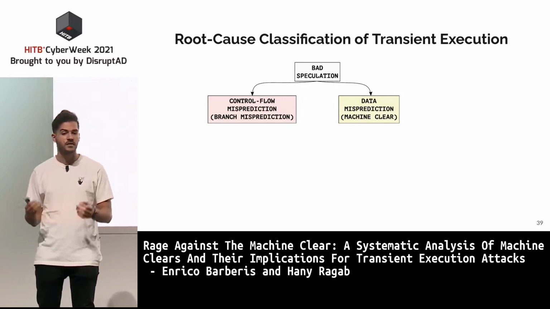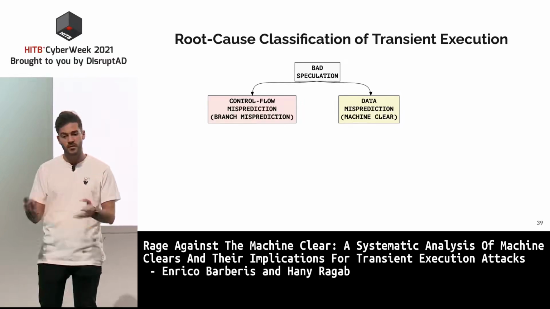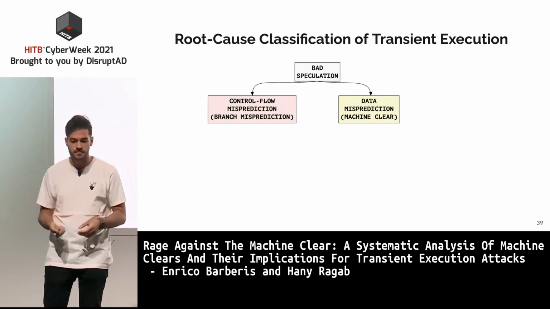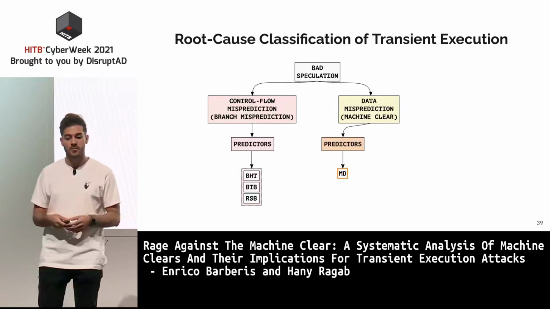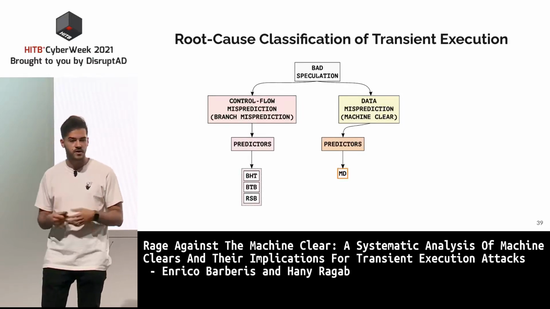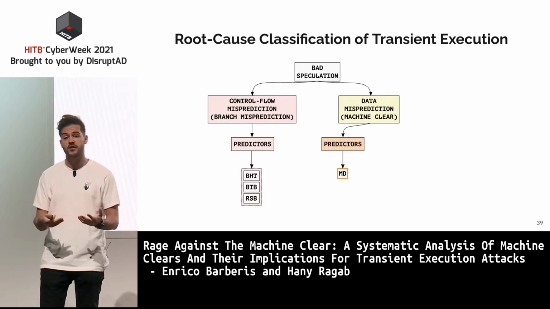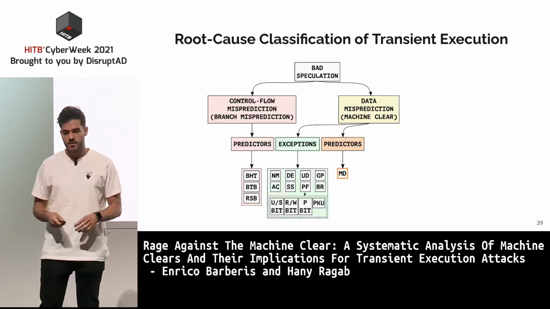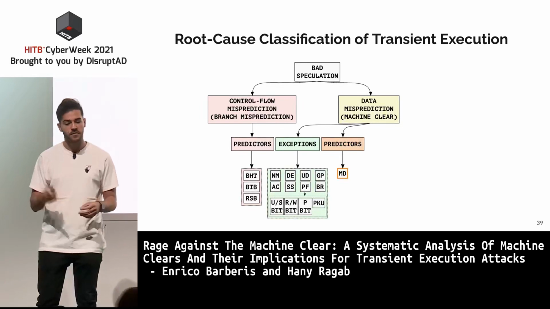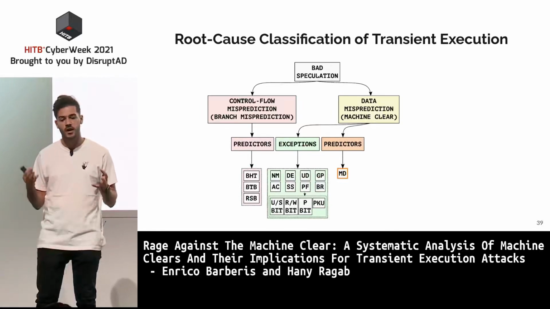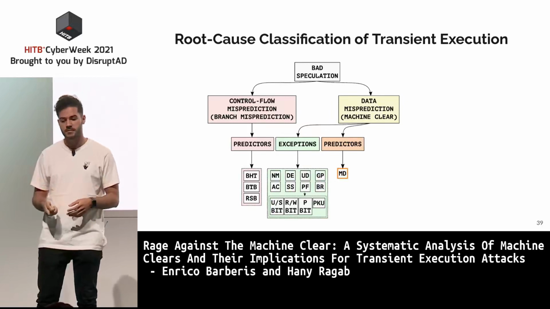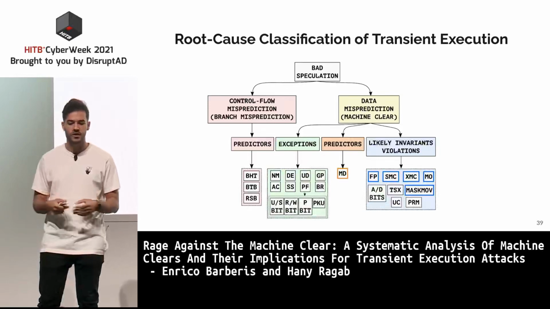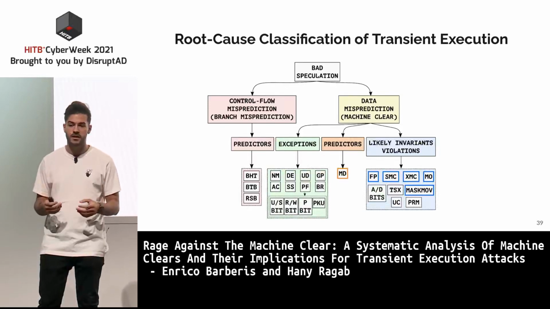Control flow misprediction is speculating on the next instruction to execute. Data misprediction is speculating on the data, not code. Control flow mispredictions are failed attempts to speculate on the next instructions to execute. Data mispredictions are failed attempts to operate on data that has not been validated yet. Then we have the exception subclass of data misprediction, which represents all the architectural exceptions that have been widely explored in previous attacks. And then we created this new subclass of data misprediction, called likely invariance violations, which represents all the architectural invariants that usually hold but occasionally fail.